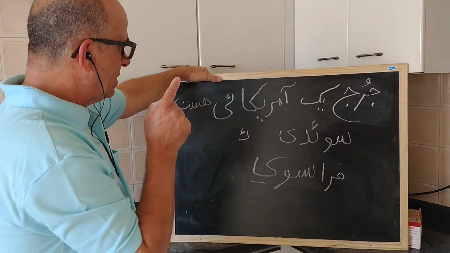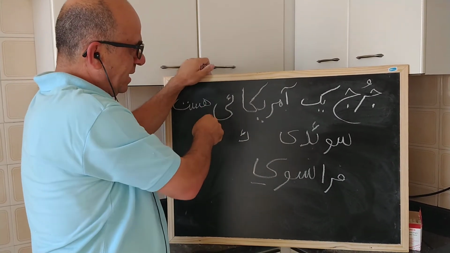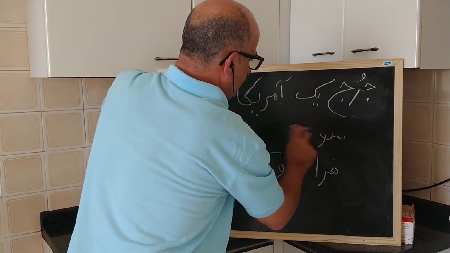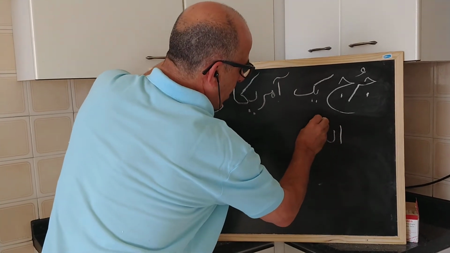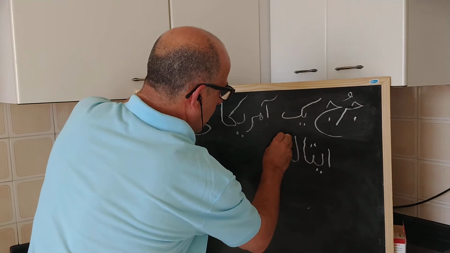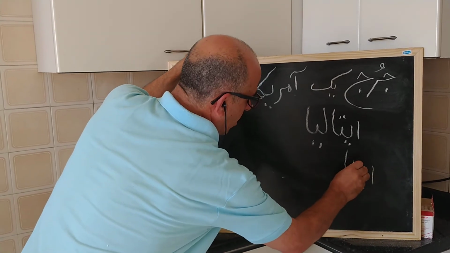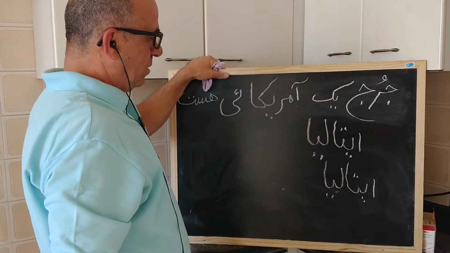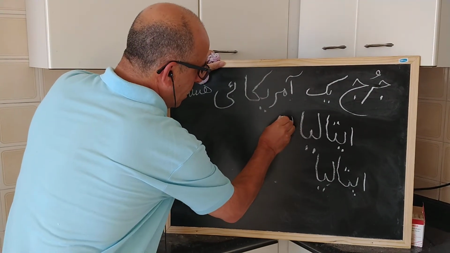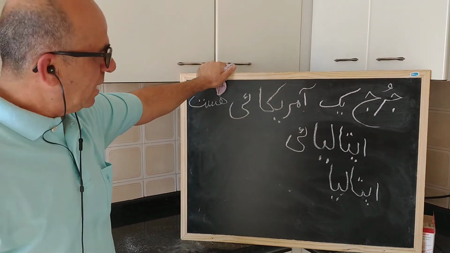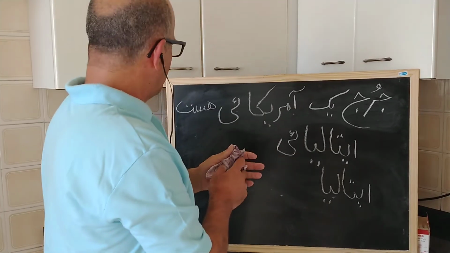But when we want to write something that ends with alif, then we have to put it like this, like Italia, Italy. Italia, Italia, Italy. Okay, Italiai. So George yek Amerikai ast.